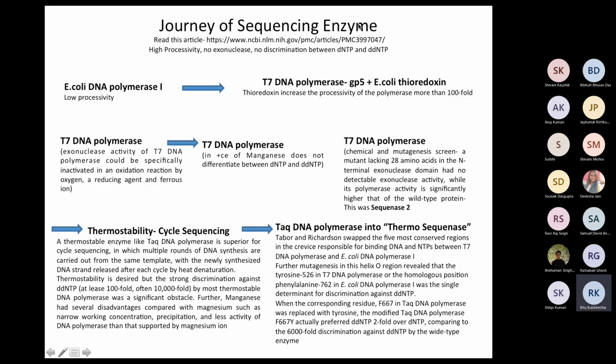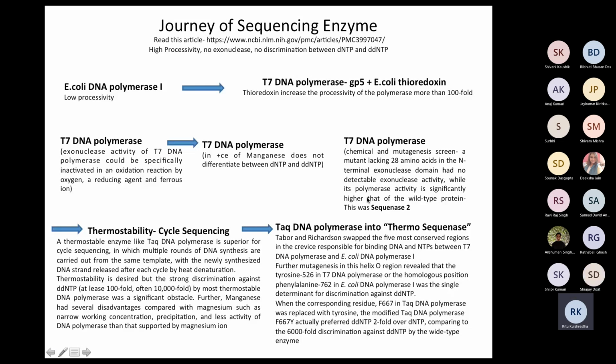Then the third sequencing enzyme property that we really seek is that it should not discriminate between dNTPs and ddNTPs, because when we are doing that polymerization reaction, we want a random ddNTP to also get incorporated at various places apart from the dNTPs that are being added. So there should be no discrimination between dNTP and ddNTP. With these three properties, let's see how they finally arrived at the current sequencing enzymes that are in the market.